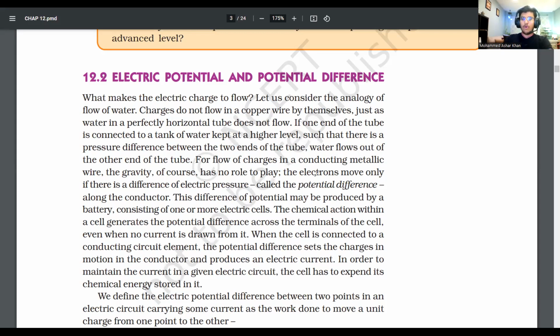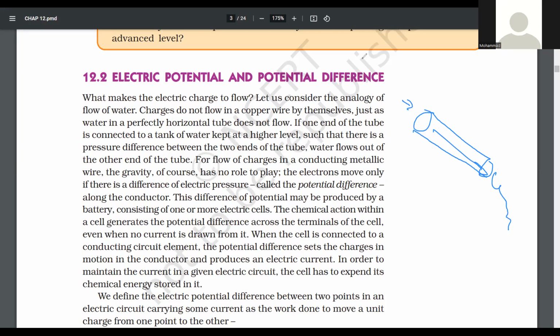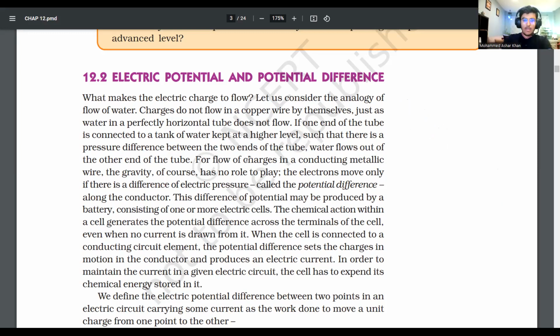Obviously, that's how a water slide works. Let's say this is a pipe, and you're putting water in from here. Obviously it's going to flow down and come out of here. That's quite obvious due to gravity and pressure, the pressure difference here. For flow of charges in a conducting metallic wire, gravity, of course, has no role to play. The electrons move as if there is a difference of electrical pressure. This is called potential difference along the conductor.